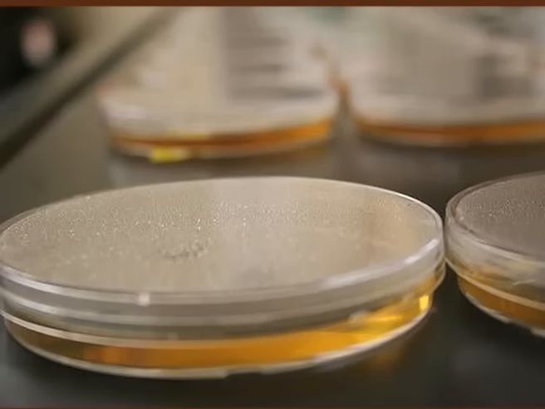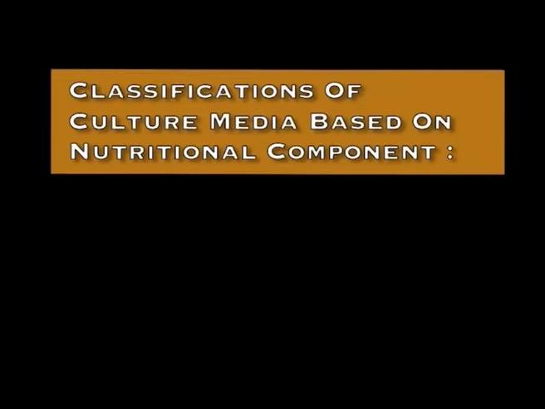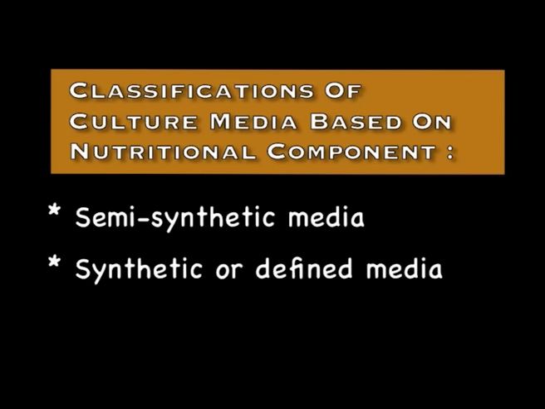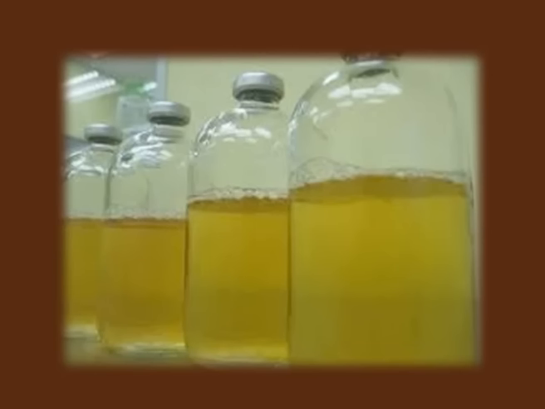Now let us move to the second system of classification of culture medium, that is on the basis of the nutrients present in the culture medium. We can classify the culture medium on the basis of its nutritional components into mainly three types: semi-synthetic, synthetic or defined, and complex medium. Now first let us move from synthetic to complex. What is synthetic medium or defined medium? Synthetic or defined medium means they contain ingredients which are known both qualitatively and quantitatively.